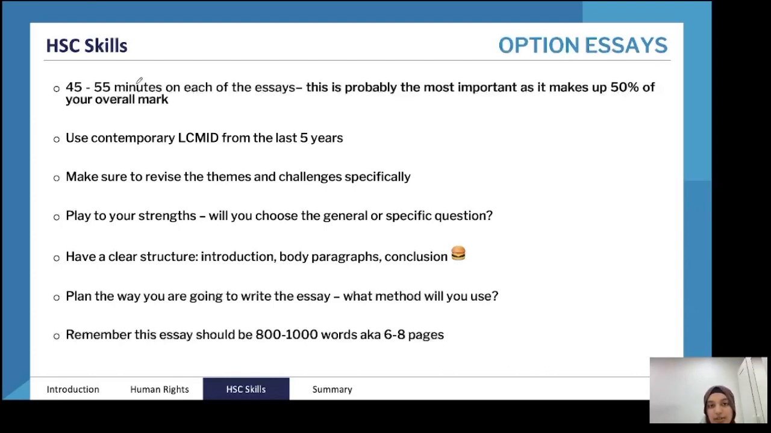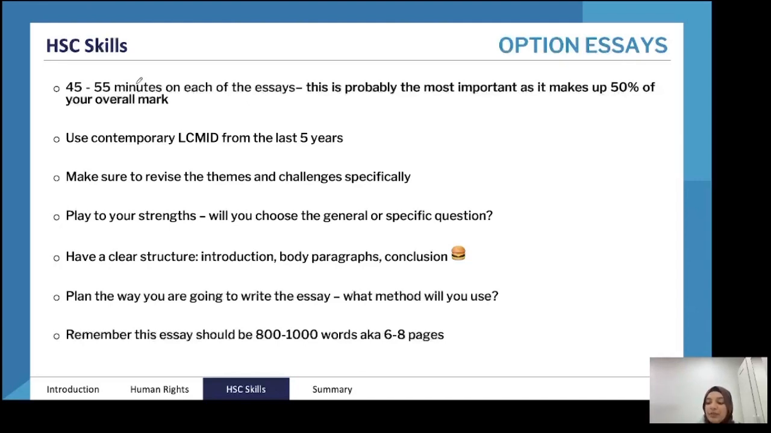Next up, play to your strengths. So will you choose the general or the specific question? It's up to you, whatever works best for you. That's why I would suggest practicing as many questions as you can. Even if you don't want to write whole essays every time you practice, you can sometimes choose to write whole essays, and other times you can just write essay plans, because they work just as well. As long as you do have enough practice with writing whole essays so that you're not stumped on the day.